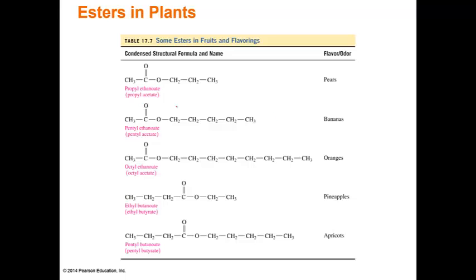We talk about scratch and sniff, we talk about the aromatics. Well, esters fall into this category. So, propyl ethanoate is found in pears. Pentyl ethanoate is found in bananas. Octyl ethanoate is found in oranges. Ethyl butanoate is found in pineapples. Pentyl butanoate, apricots.